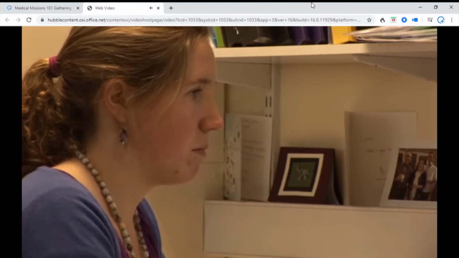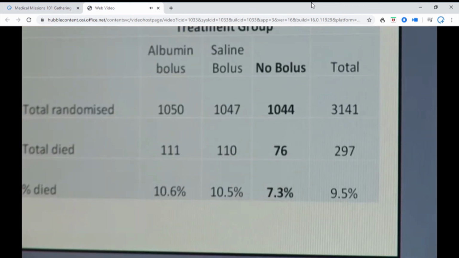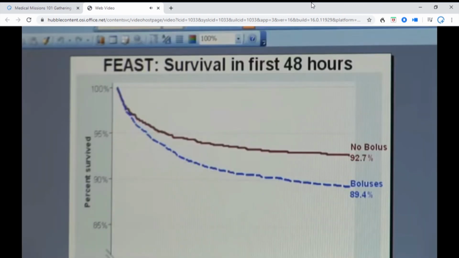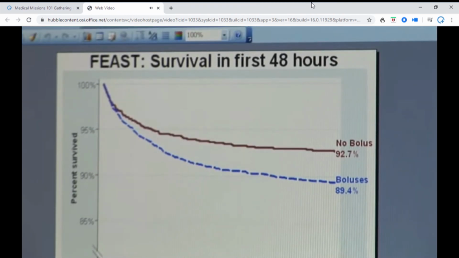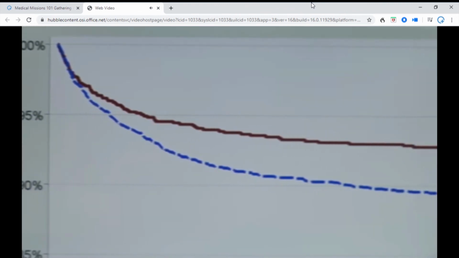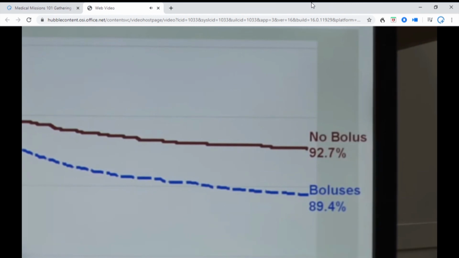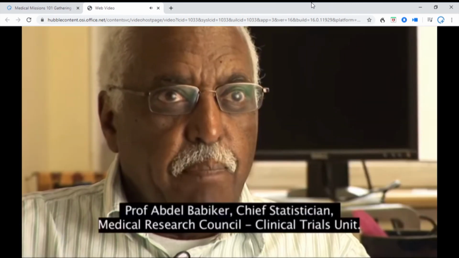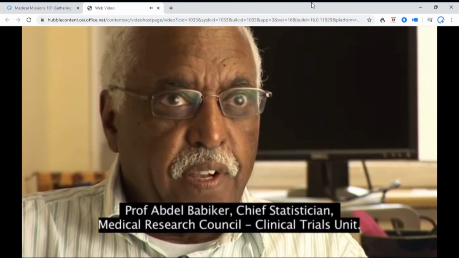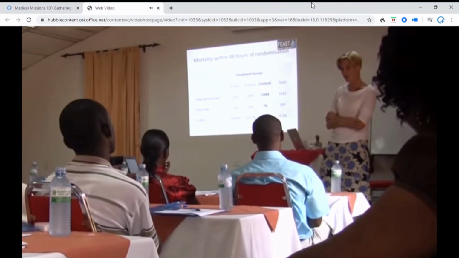The trial was stopped slightly early by the committee overseeing safety. The results showed that 89.4% of children who received boluses survived the first 48 hours in hospital. However, children who didn't receive boluses but were given fluid more slowly did better. 92.7% of them survived. This difference is significant. It means if we give boluses to all African children with shock, as in the FEAST trial, between 3 and 4 in 100 would be expected to die as a result of the treatment. Had a bolus. So boluses were not saving lives.